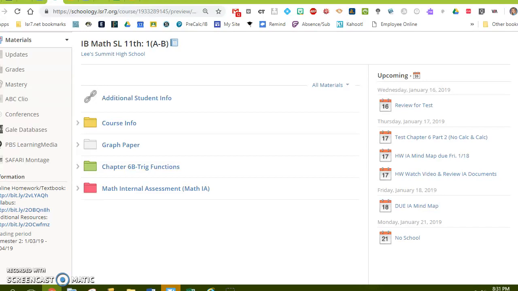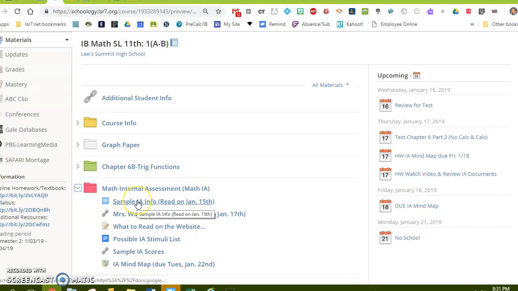So first thing you need to do is go to Schoology. You should already be there, obviously, and you're going to click in the Math IA folder. Now this first document we already read on Tuesday. We went through the sample IAs and discussed scoring and the criterion.